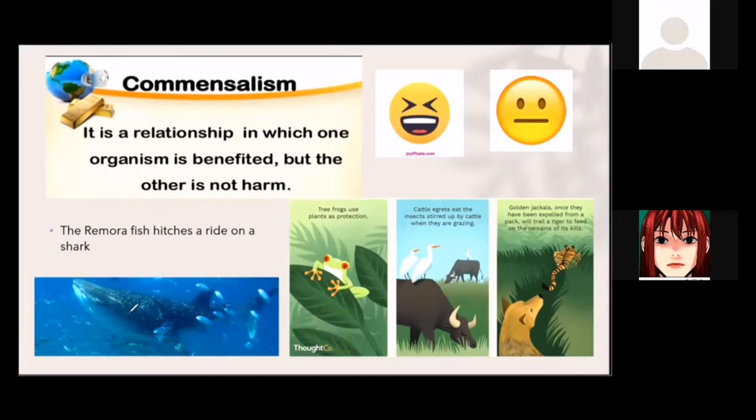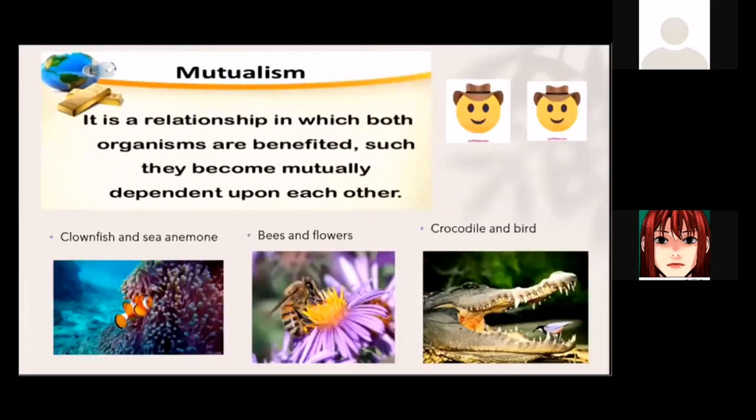We have the shark. The shark is not harmed, and the remora fish is gaining benefit, right? That is commensalism. Another one, number two, we have mutualism. Okay, mutualism.